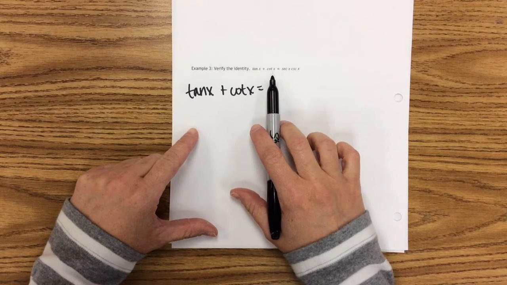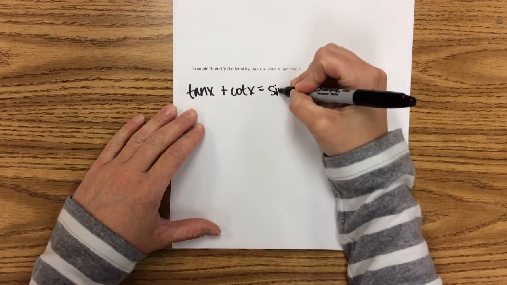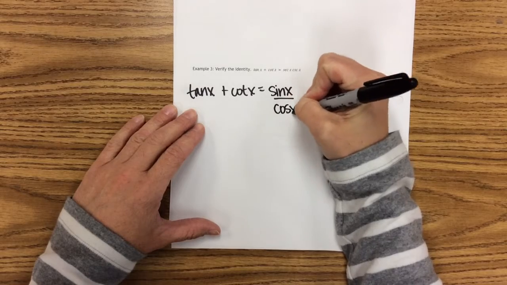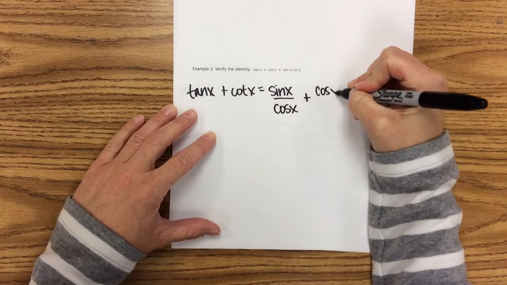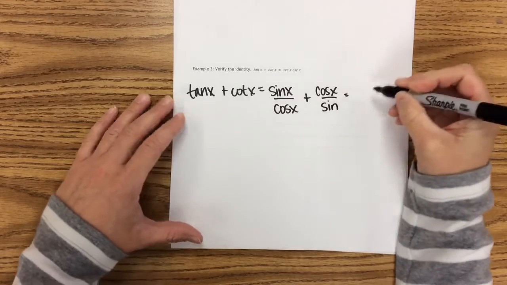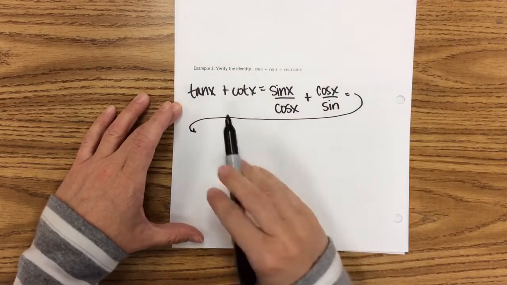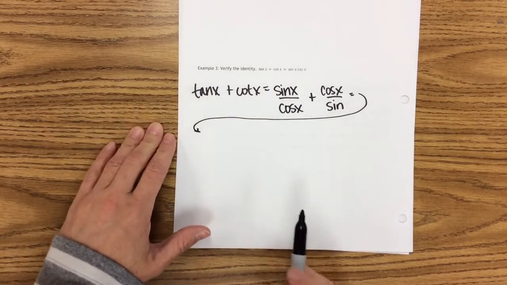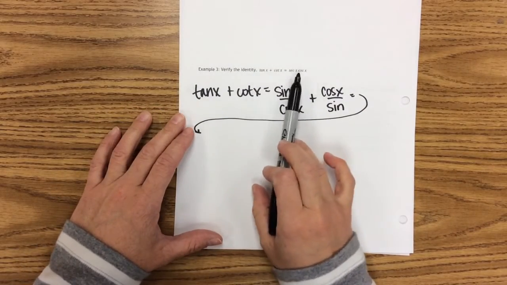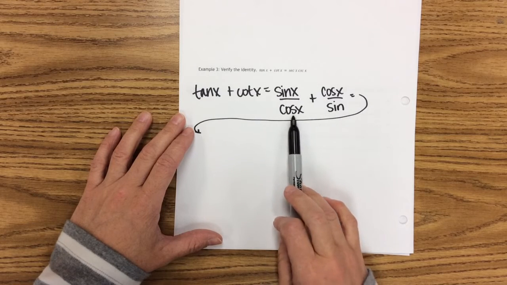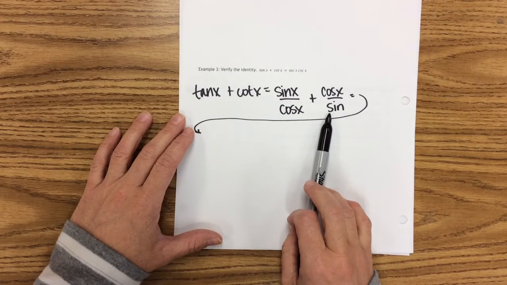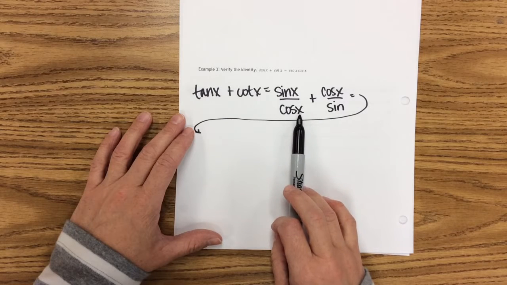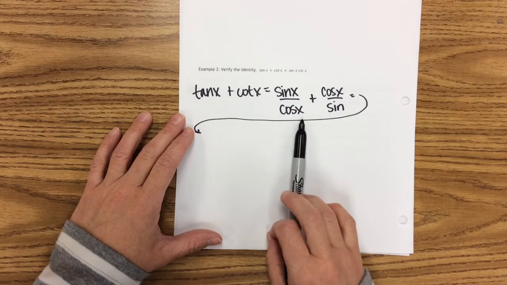I'm going to start by subbing both of them out for the quotient identities. Tangent of x equals sine of x over cosine of x, and cotangent of x equals cosine of x over sine of x. And the reason that I picked that as my first substitution and my first step is because I'm thinking if I'm going to get them added together to be one thing, the easiest way would be to add fractions together. So if I have the fractions, then I can work on getting a common denominator and add them together to be one fraction. So that's what I'm going to do next.